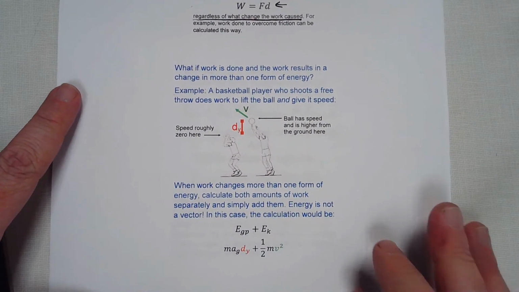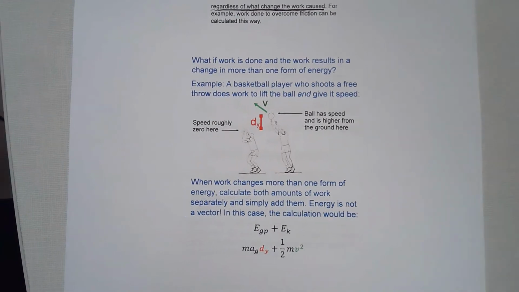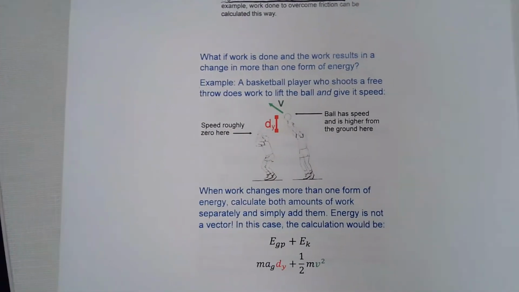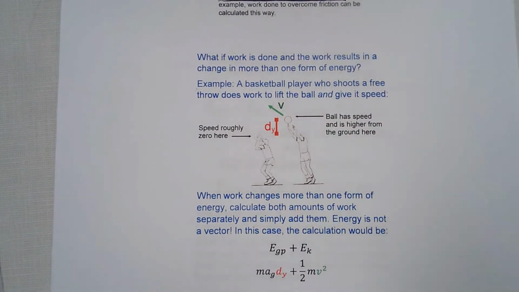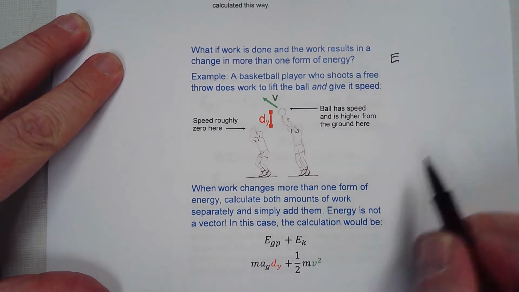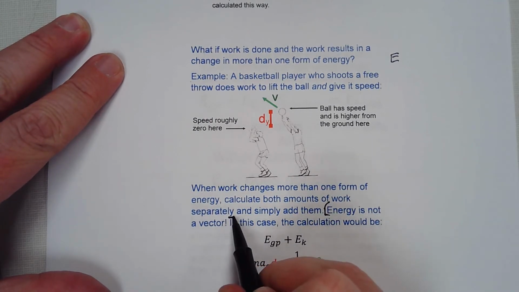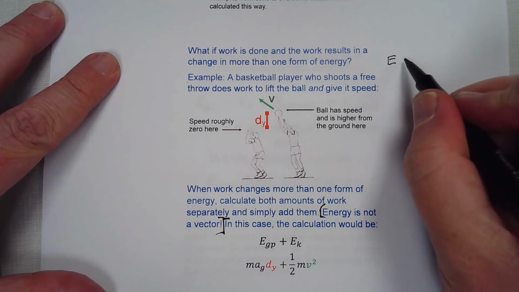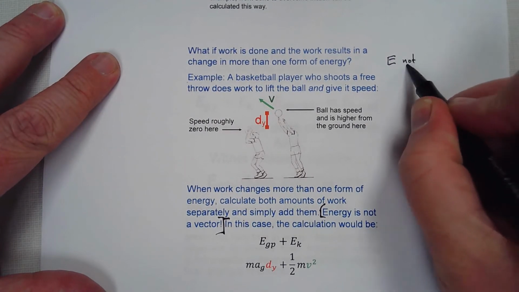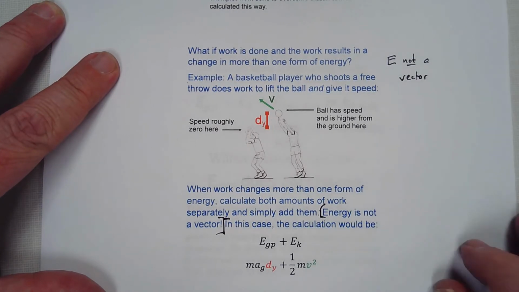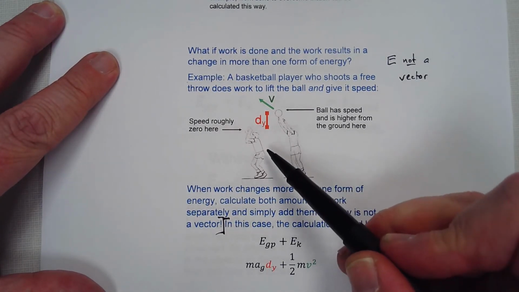So let's take a look at this slide and think about that. What if the work is done and the work results in a change in more than one form of energy? Well, you'll be relieved to know that energy is not a vector. So we don't have to draw any triangles about energy. All right, energy is not a vector. Yay! We can just simply add and subtract it. Now, what you've got here is somebody shooting a free throw.